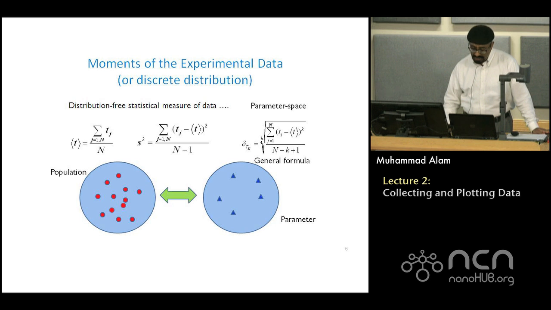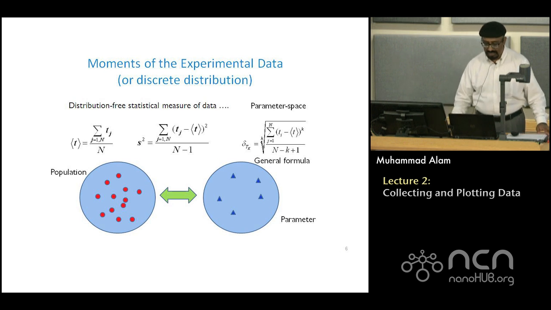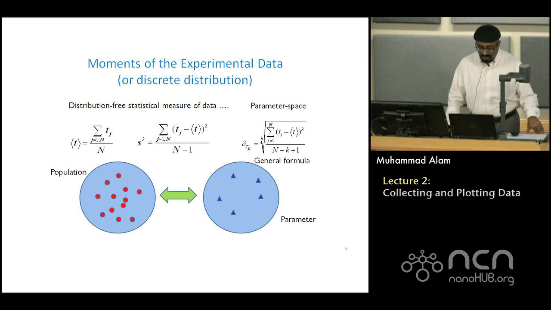And have you noticed that in the denominator, I have n minus k plus 1. That is because every time I'm using the average into the moment, or the second moment into the third moment, I actually have one less degree of freedom. So therefore, I have to adjust the denominator that way. If you have a large number like 100, then this doesn't make any difference. But if you have just 10 samples or 5 samples, then you can immediately see that this will make a difference.